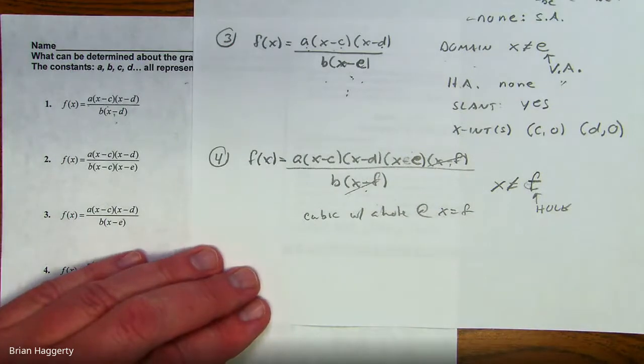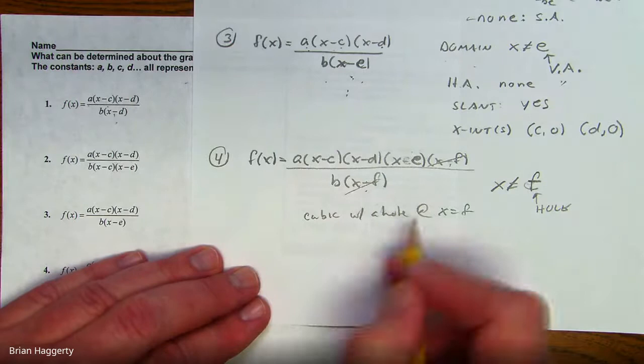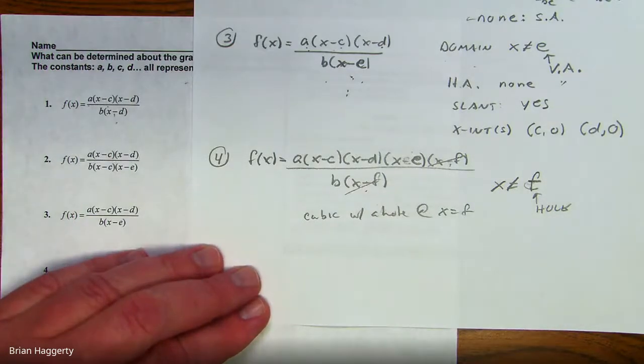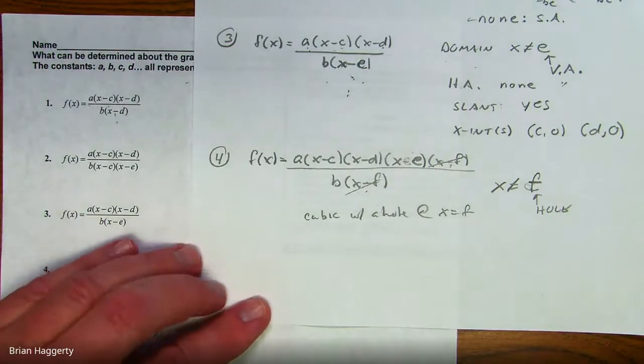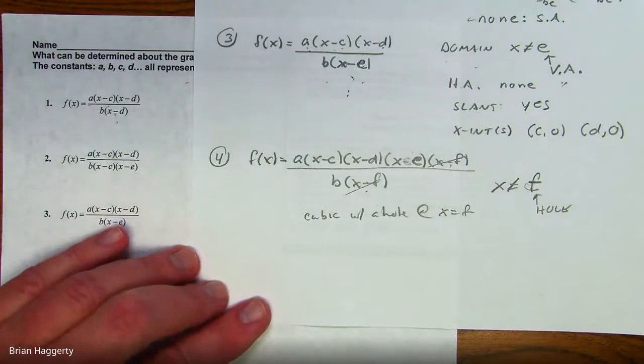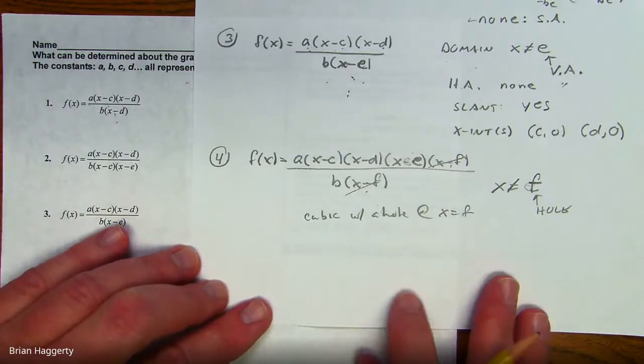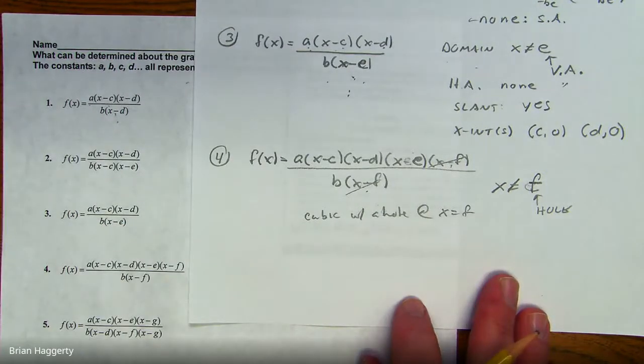So that would be like a typical question on the quiz. They would give you that original expression and say, which of the following best describes it? And one of the options would be cubic with a hole. Or removable discontinuity. I don't remember what term they used on the quiz.